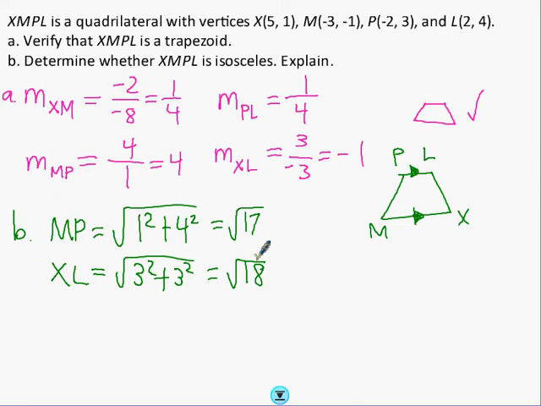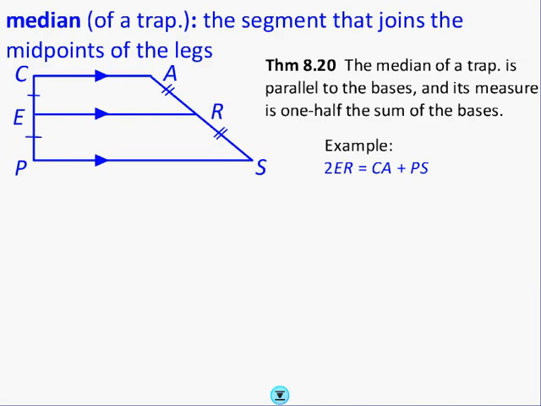In fact, if you were to graph this on a coordinate plane, it would probably appear to be a congruent trapezoid. However, we've looked at the numbers, and although close, it's clear that it is not isosceles. And I'll say because we know that MP is not congruent to XL, or equivalently, MP is not equal to XL.